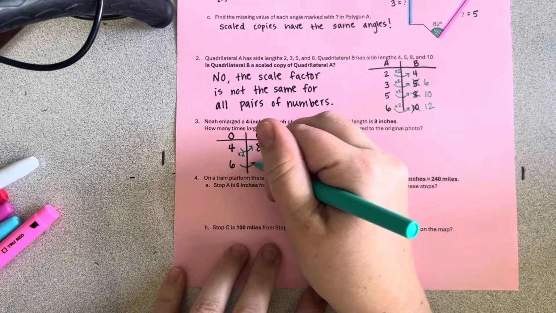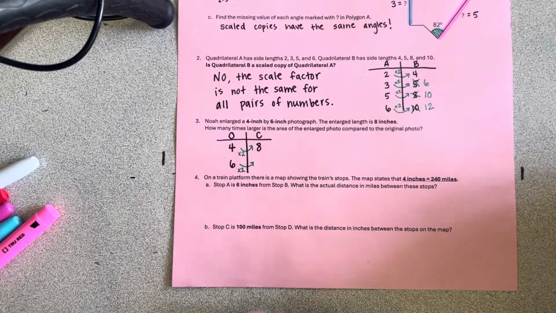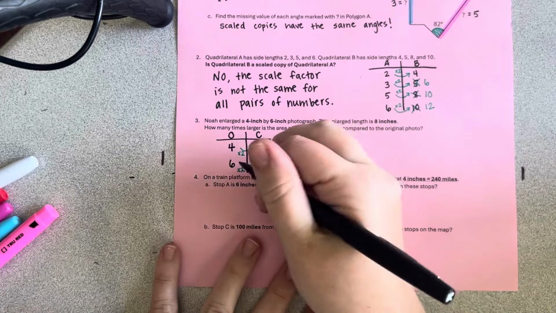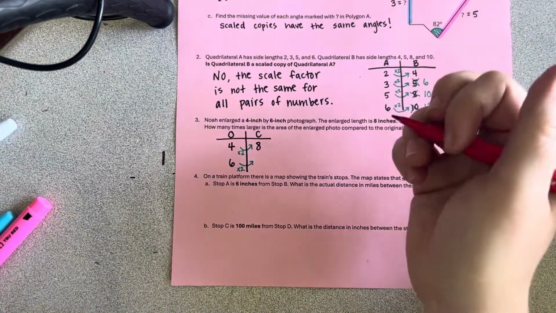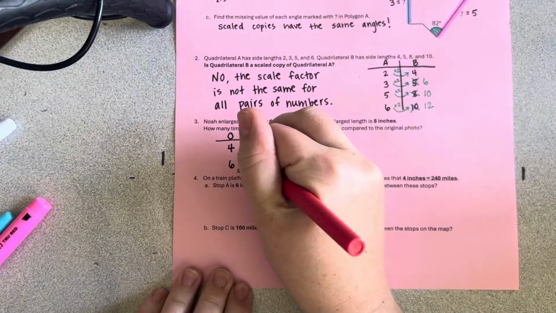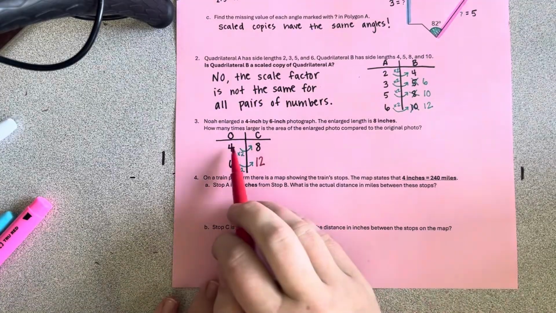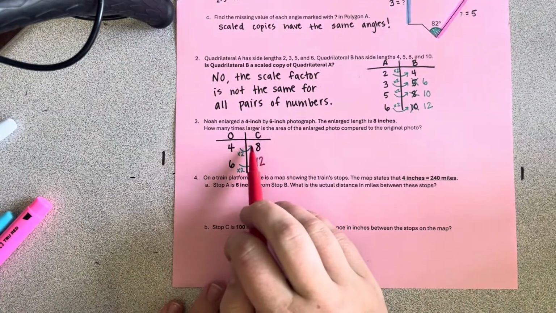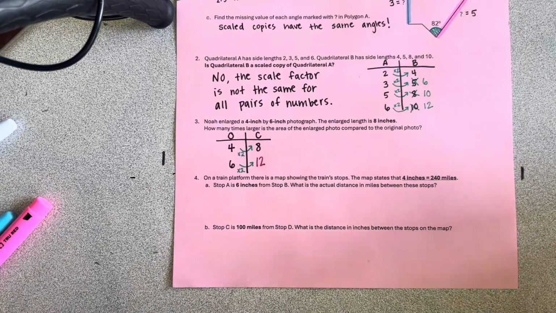So I would use that same amount to multiply the other side length of the original photo. 6 times 2 means the other side length of my enlarged photo is 12. 4 times 2 is 8, 6 times 2 is 12. So I use this matching pair of 4 and 8 to figure out my scale factor. Then I use that scale factor to find that other side length of the enlarged photo.